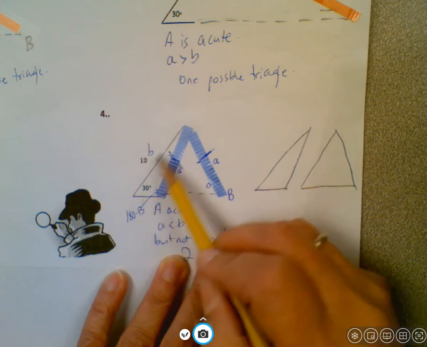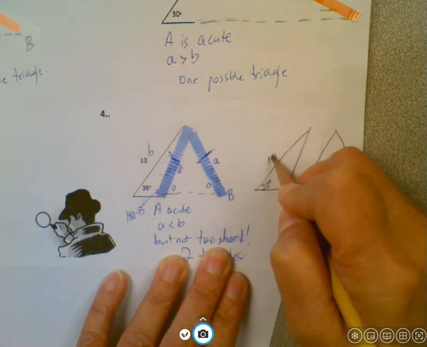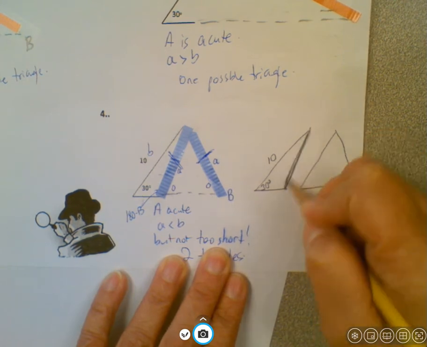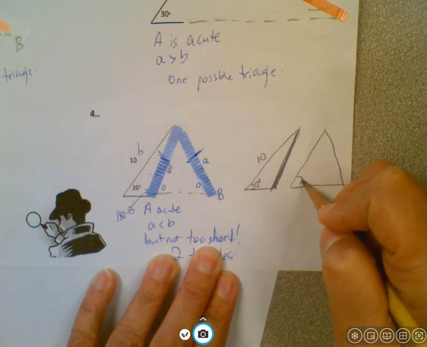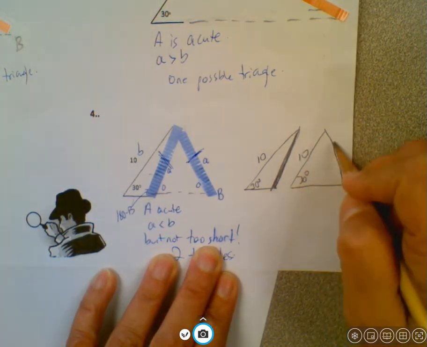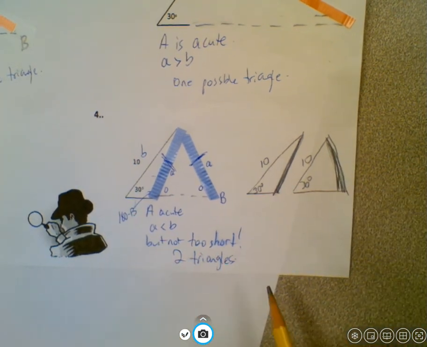So this whole thing that is 30 degrees, 10, and whatever the blue thing is, and the other triangle, which is 30 degrees, 10, and where the blue thing is. So there's two ways to draw this triangle.